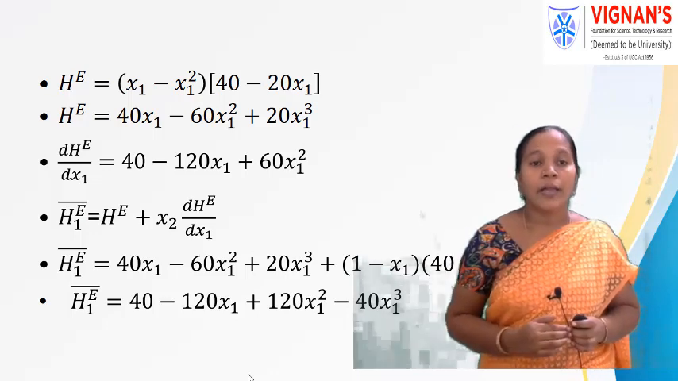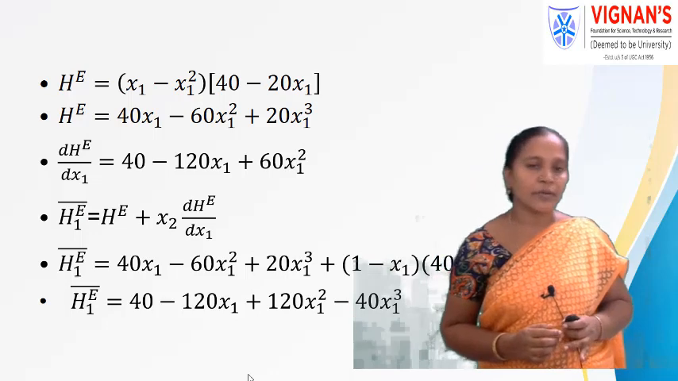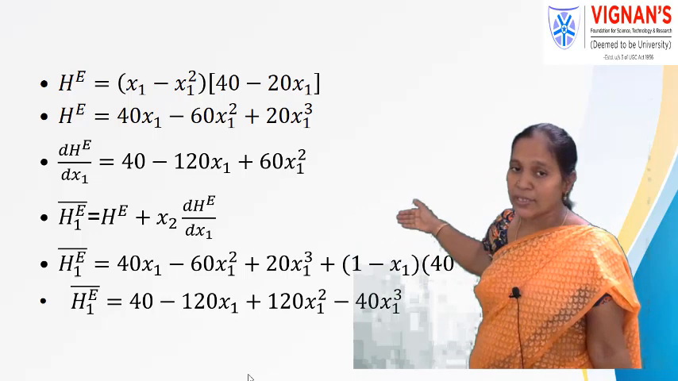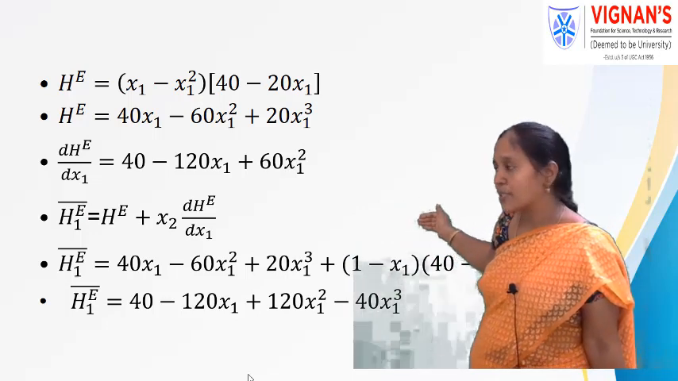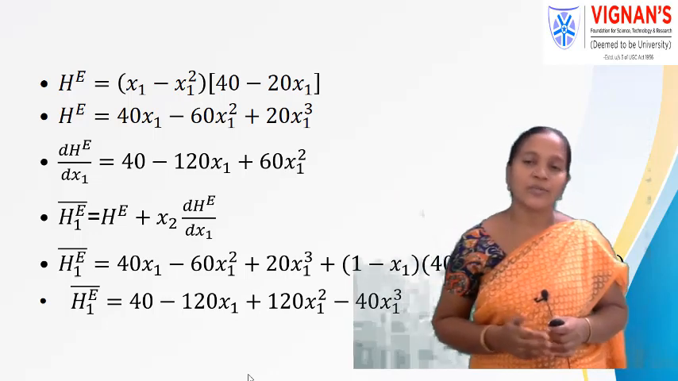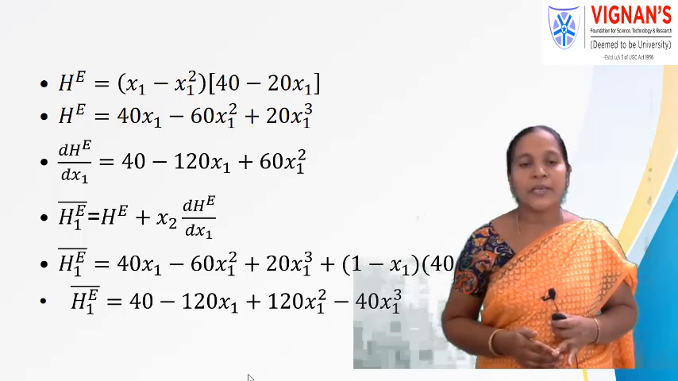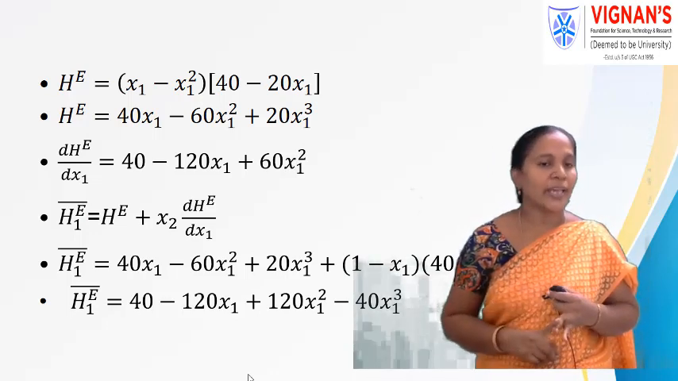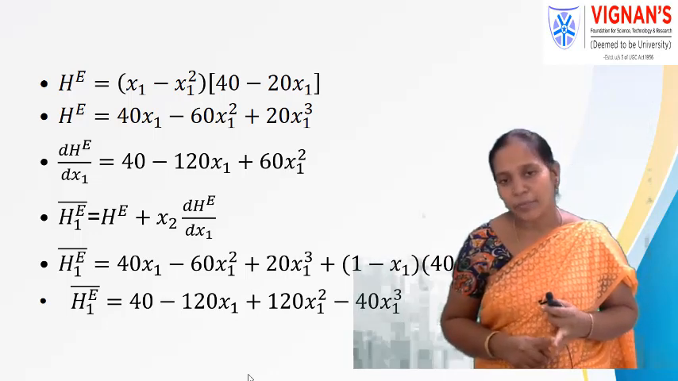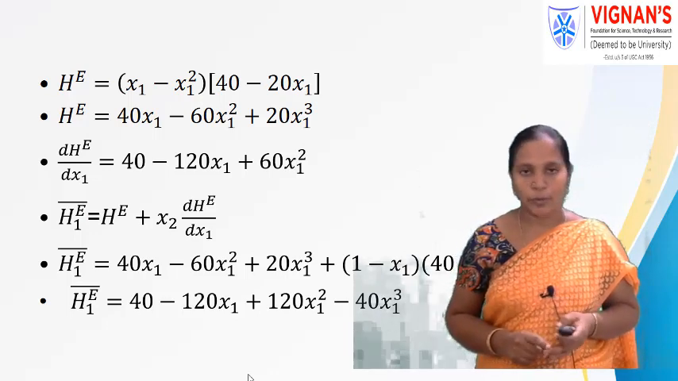That is, the partial molar excess enthalpy of species 1 is equal to 40 x1 - 60 x1 square + 20 x1 cube plus (1 - x1) into (40 - 120 x1 + 60 x1 square). Therefore, species 1 partial molar excess enthalpy is equal to 40 - 120 x1 + 120 x1 square - 40 x1 cube.